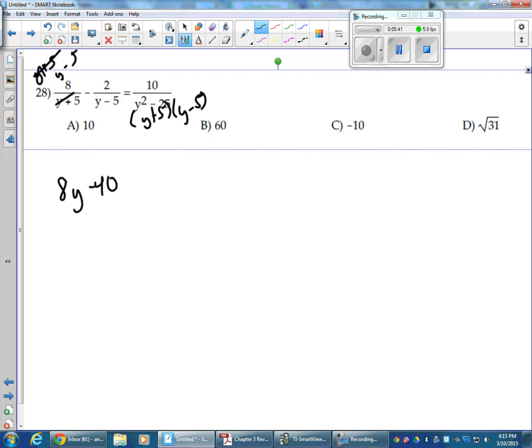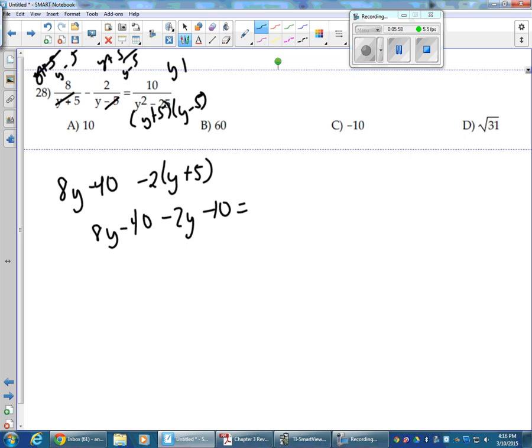And here, if I had the y plus 5 and the y minus 5, the y minus 5's would cancel. And here you have to be careful. It's minus 2 times y plus 5 is what I get, which would be, I'm going to write the 8y minus 40 down, minus 2y and minus 10. Be careful. And then here, everything would cancel, and I would just have 10. So 8y minus 2y minus 40 minus 10, so that's 6y minus 50 equals 10.